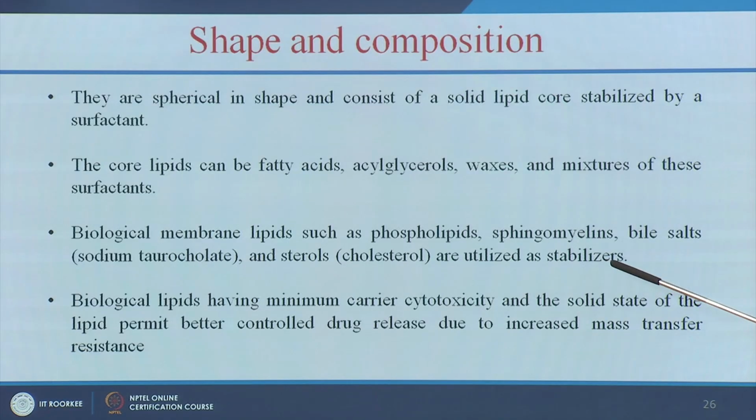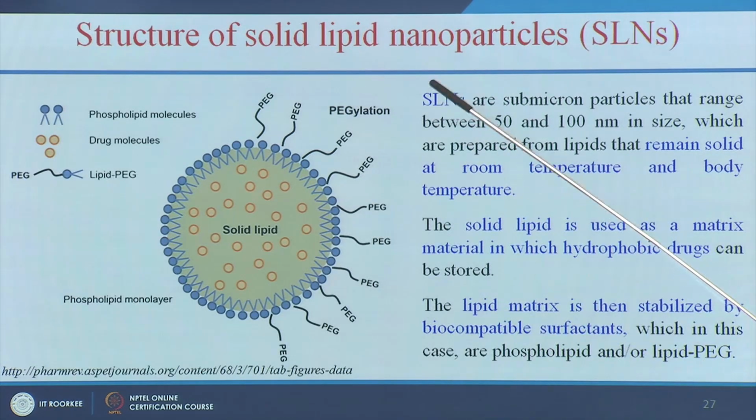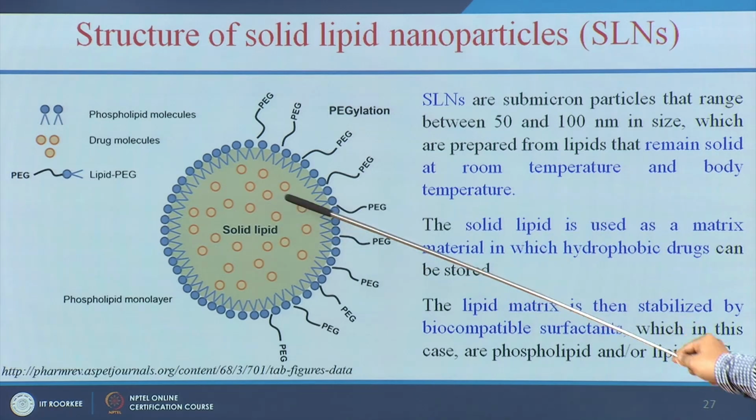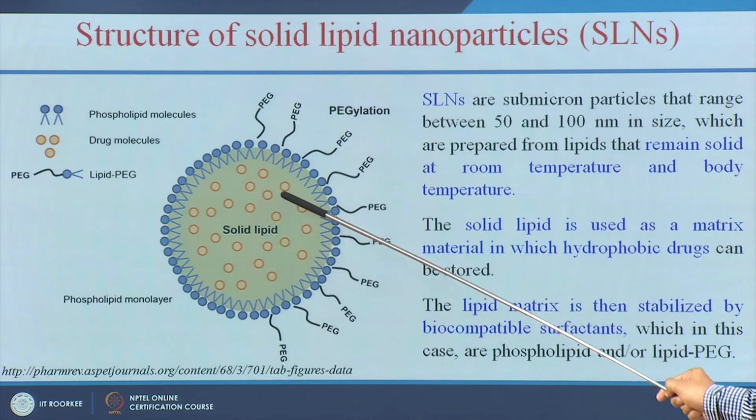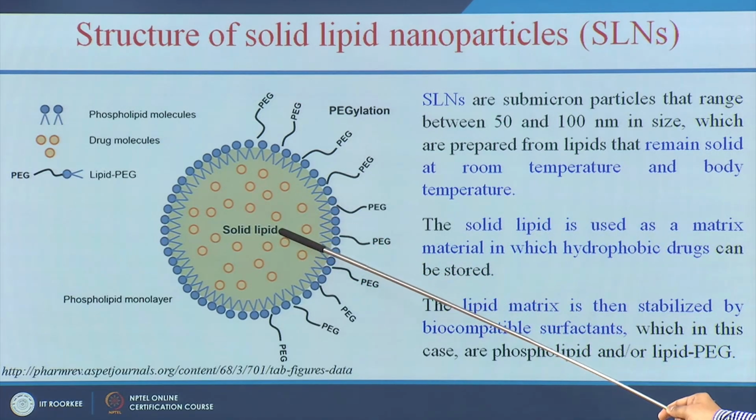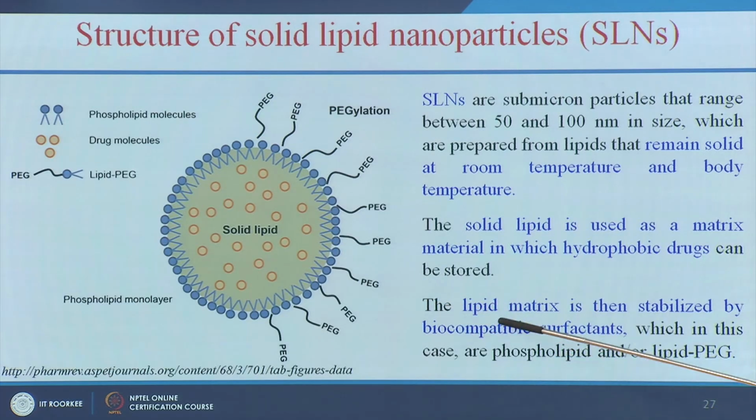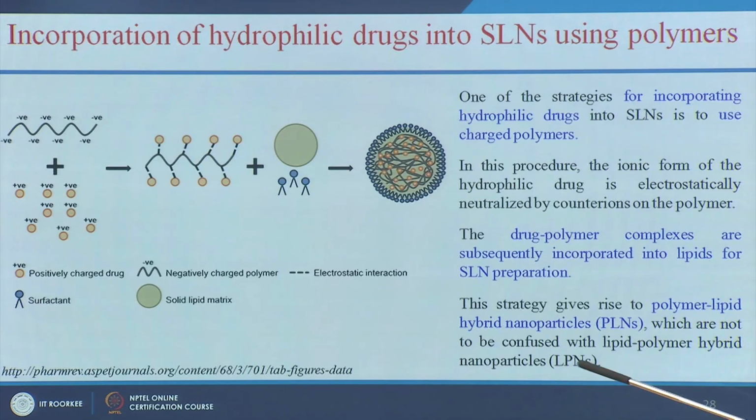biological membrane lipids such as phospholipids can be utilized as a stabilizer, okay, and these solid lipid nanoparticles will be in the size of between 50 to 100 nanometer, and they will remain solid at room temperature and body temperature. This solid lipid matrix is useful for loading your hydrophobic drugs, okay, and this lipid matrix is stabilized by biocompatible surfactants, and in this case we can use phospholipid or we can use a lipid PEG, that is polyethylene glycol, for stabilizing your solid lipid nanoparticles.